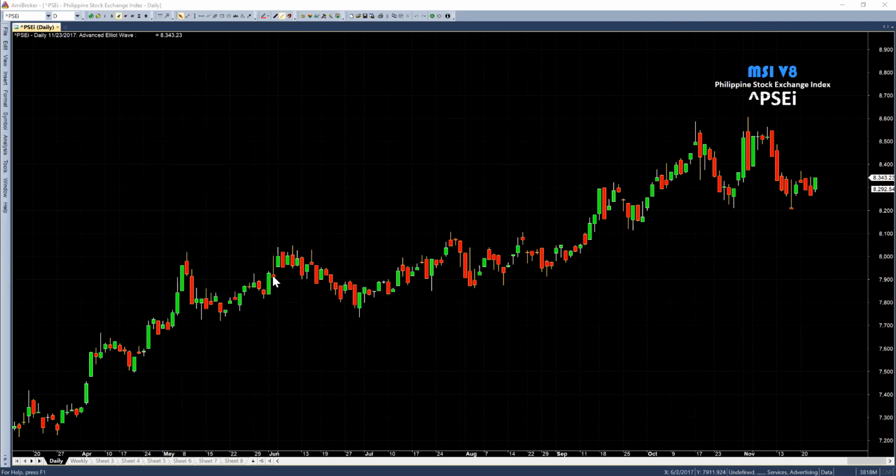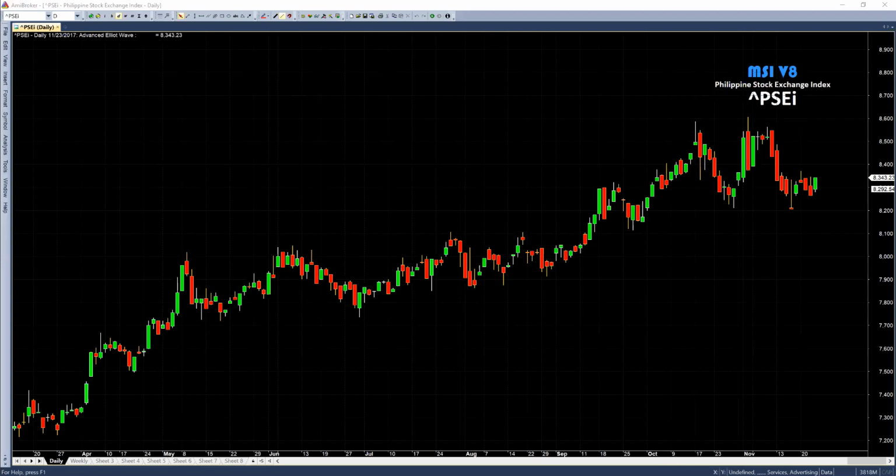Okay, so as you can see here, we have your basic charts. You can see the red and the green candles. The red candle is the bearish candles and the green candles is the bullish candles. Here you can see the version of the MSI that you are using. It's again MSI V8. The name of the company that we are checking right now is the Philippine Stock Exchange Index, and this is the stock code of Philippine Stock Exchange Index.